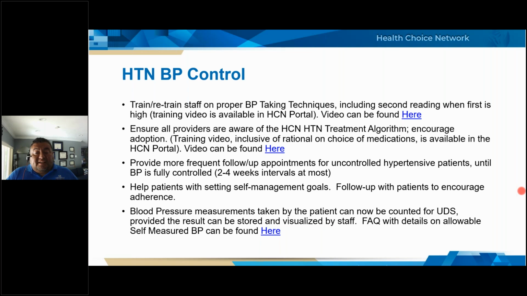Help those patients with setting self-management goals, and follow up with those patients to encourage adherence. Blood pressure measurements taken by the patients can now be counted for UDS. So that was a recent change that was made. And we provided the link on FAQs here on which devices are allowed to be reported for self-reported measured BP. Next slide, please.